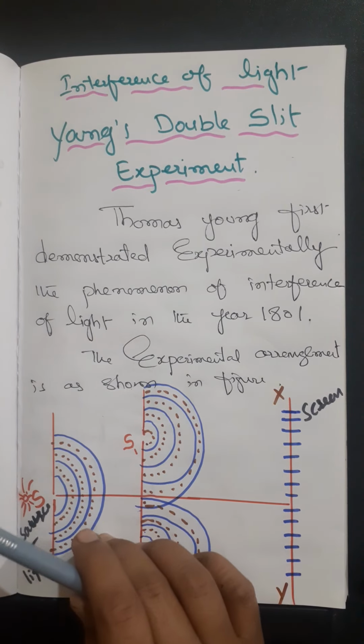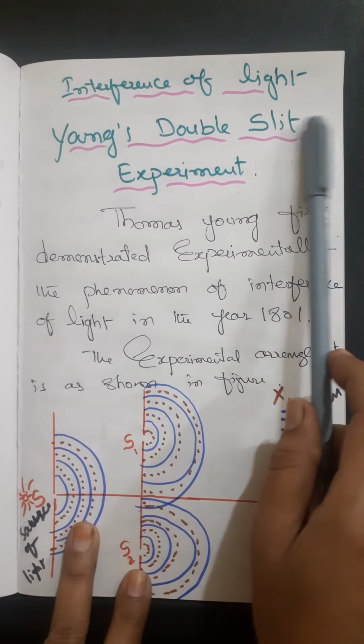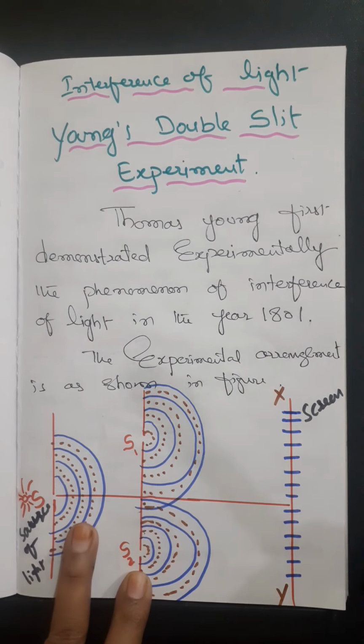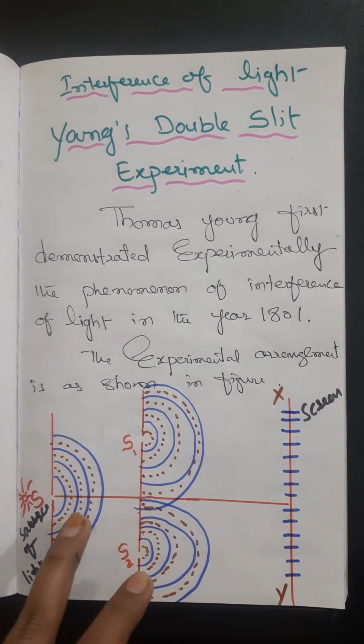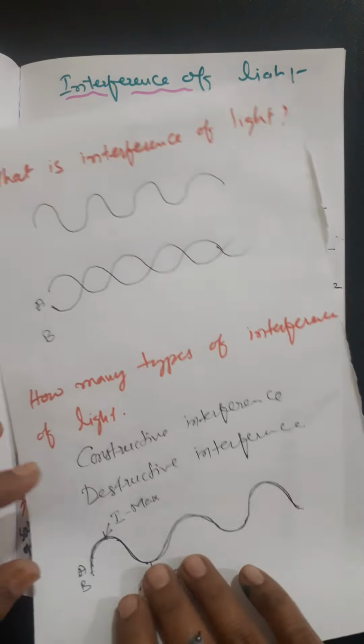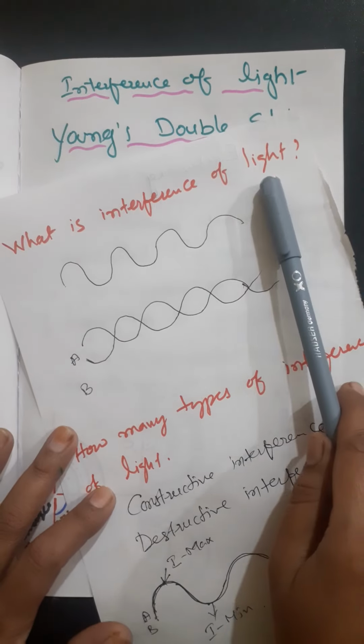Good morning friends. Today I am going to explain the most important topic of ray optics, that is interference of light, Young's double slit experiment. Before going to talk about this experiment, first of all we should know what is interference of light.